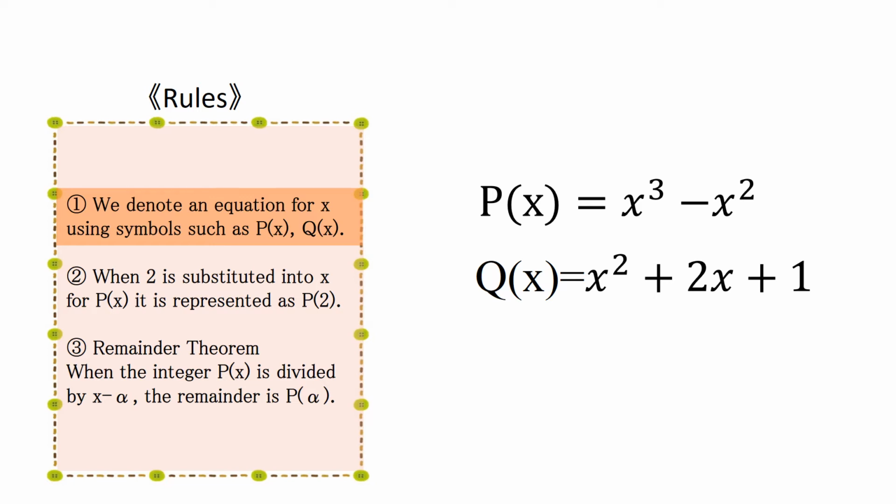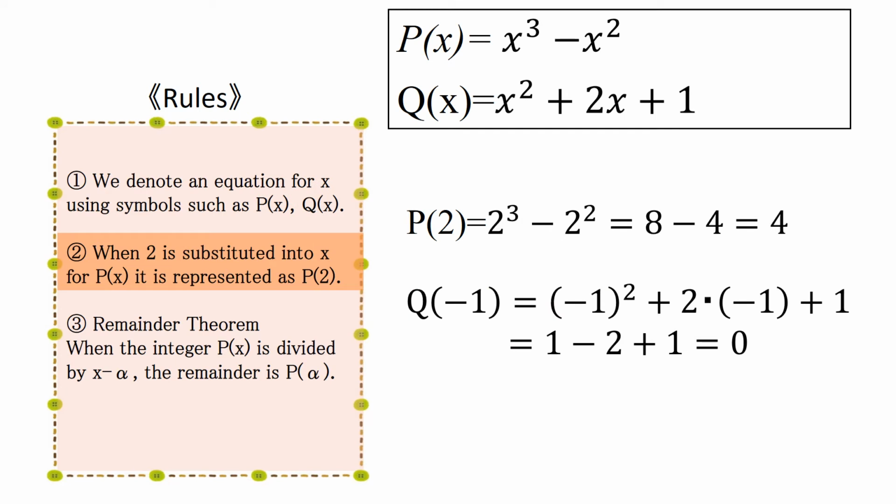The first is to represent an equation for x with symbols such as p of x, q of x, and so on. This is shown on the right of the screen. The second is to express the value of the variable x in the equation p of x as p of 2 when 2 is assigned to it. Substituting 2 and -1 into the previous equations for p and q respectively, we get the equation on the right of the screen.